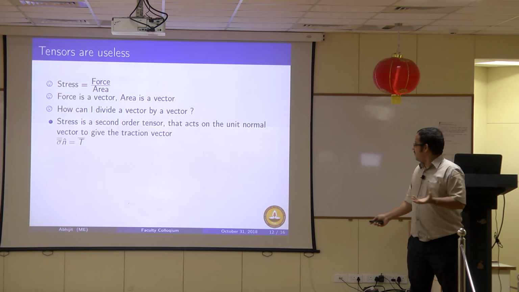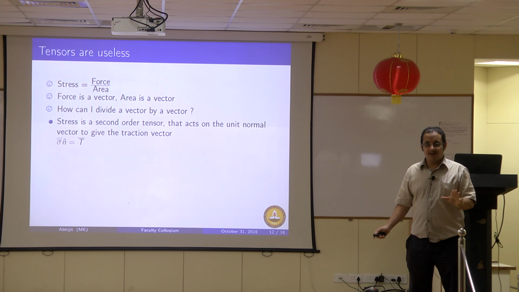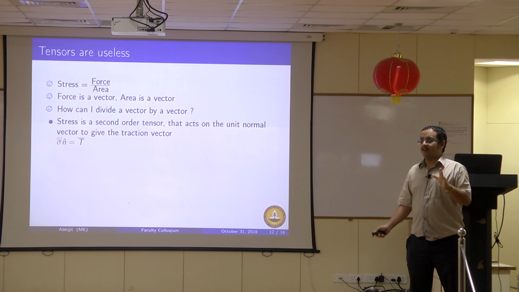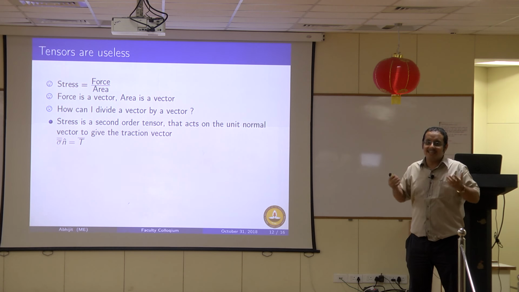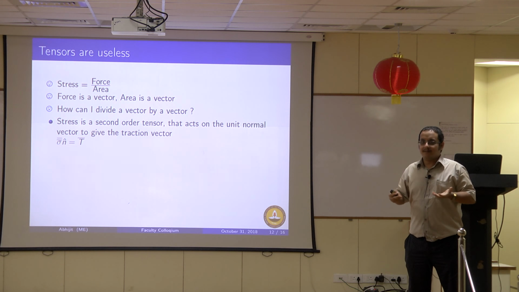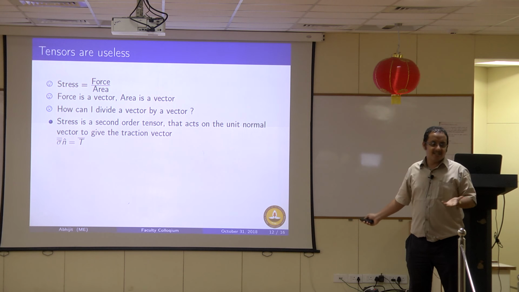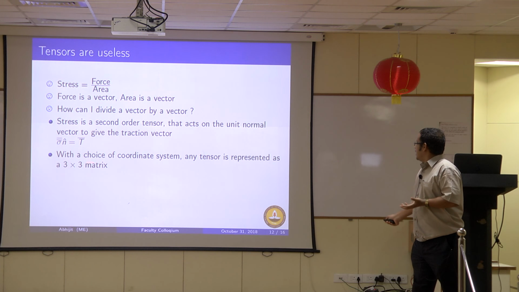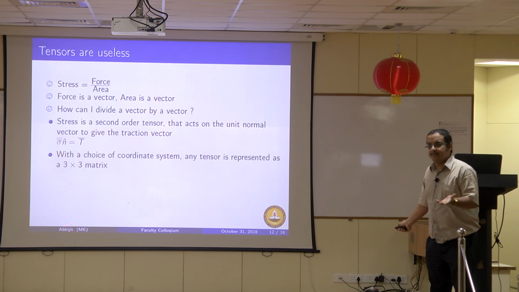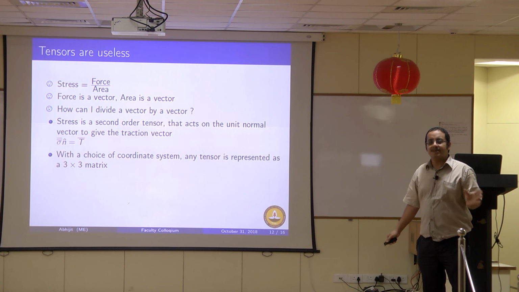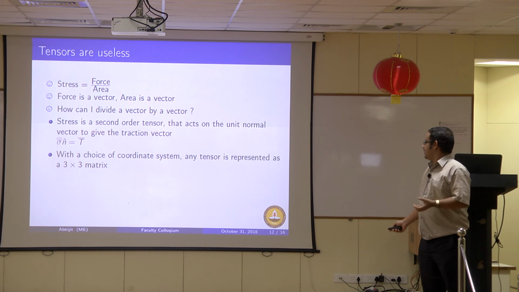Unfortunately, tensors cannot be drawn, tensors cannot be seen, tensors cannot be eaten for dinner. You do not have a quote unquote feel of tensor, but it is very naturally there. With the choice of a coordinate system, any tensor can be brought down to a 3 by 3 matrix, just like with the choice of a coordinate system, you bring a vector to a 3 by 1 column vector.